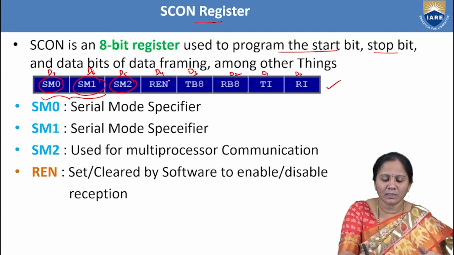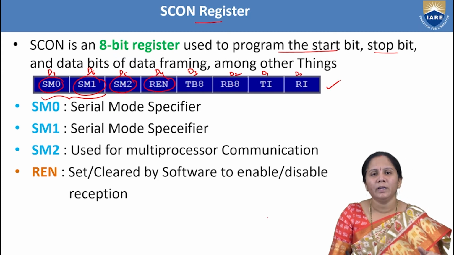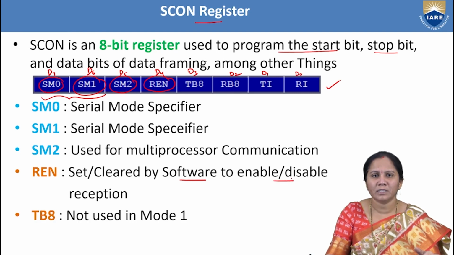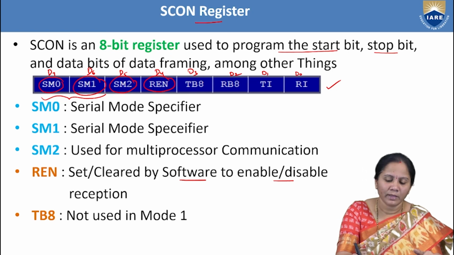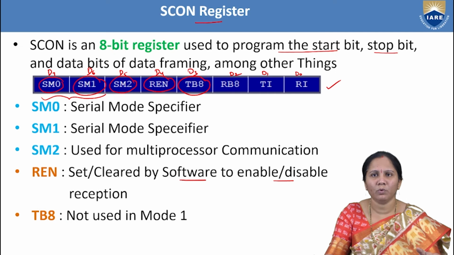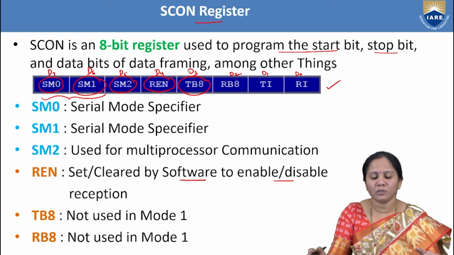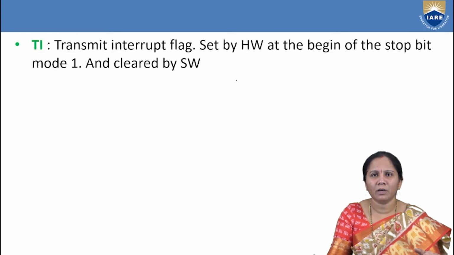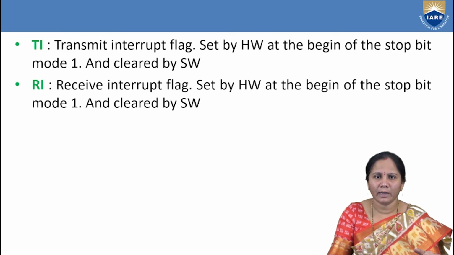And the next bit is REN. It is used for setting and clearing. Setting and clearing can be done by using software. This bit is mainly used for enabling and disabling the receiver. Another bit is TB8. It is not used in mode 1. And RB8 is also a bit which is not used in mode 1. And the next 2 bits are TI and RI.